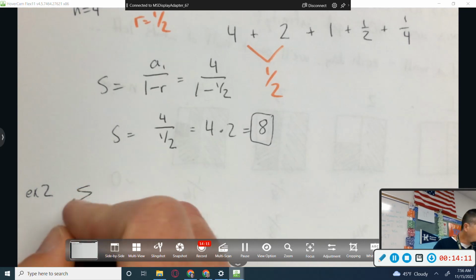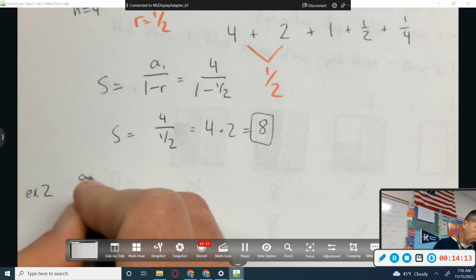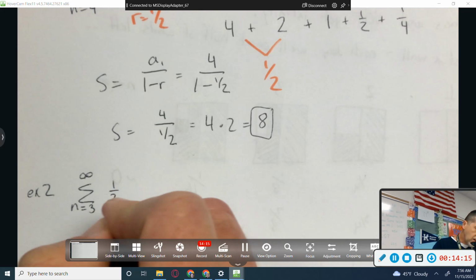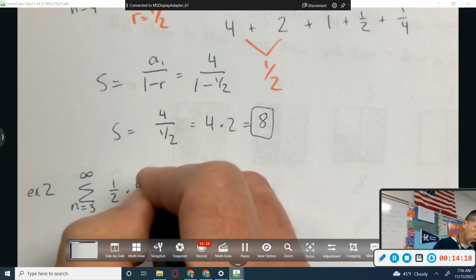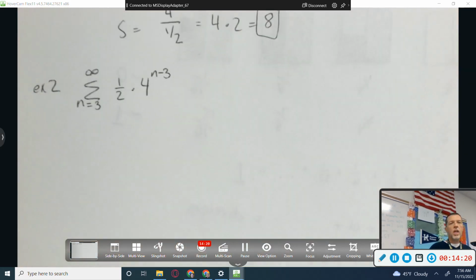Let's find the sum from n equals 3 to infinity of 1/2 times 4 to the n minus 3.